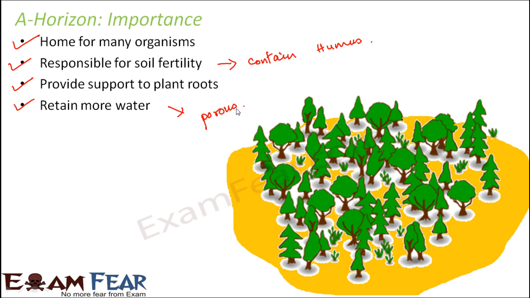And what is the benefit of holding water? This water can be utilized by the plants. And how do plants utilize this water? Through their root hairs. Through their root hairs, they absorb water which is stored in the pores of the soil. And that's how plants can grow and develop. So basically, the A horizon plays a very important role as far as growth of plants is concerned.